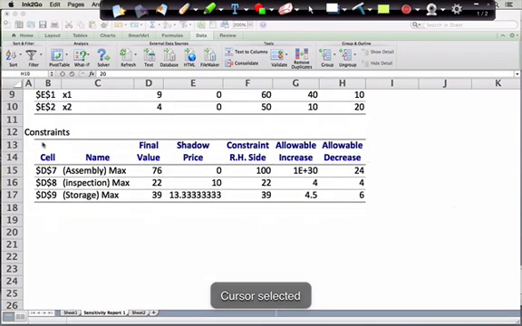If you move down here to the constraint, this is the final value of how much we are using. And this is the right hand side, which is how much we have: the assembly line is 100, inspection is 22 hours, and storage is 39 feet. And then we have a shadow price here. What is shadow price? Shadow price is, if I increase this resource by 1 unit, how much my optimal profit will improve.